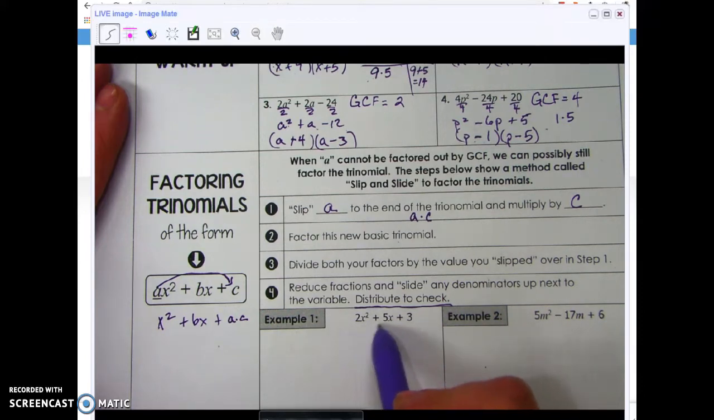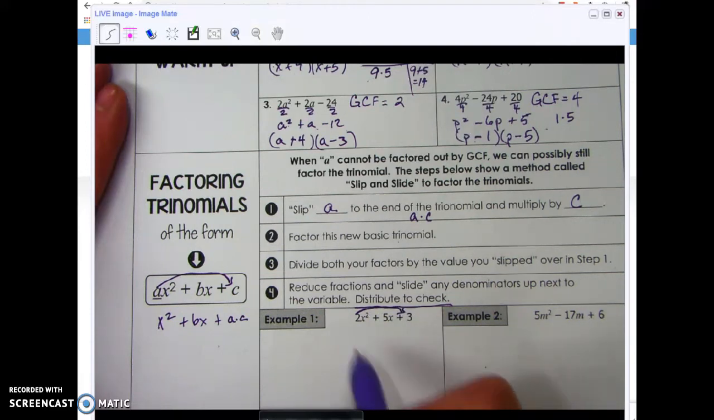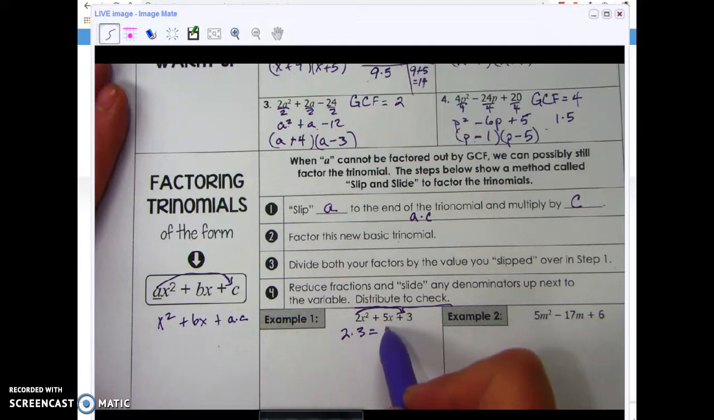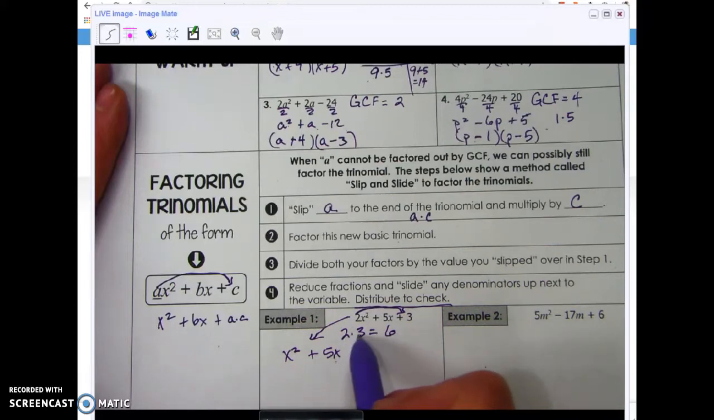So the 2. There's not a 2 in it. There's no number that can be factored out of all 3 of these terms. So what I'm going to do is slip the 2 over to the 3. And then I multiply 2 times 3 equals 6. Now, my new equation is going to be x squared plus 5x. Notice the middle term stayed the same. And then this 6, the 2 times the 3, plus 6. So that 6 went there.